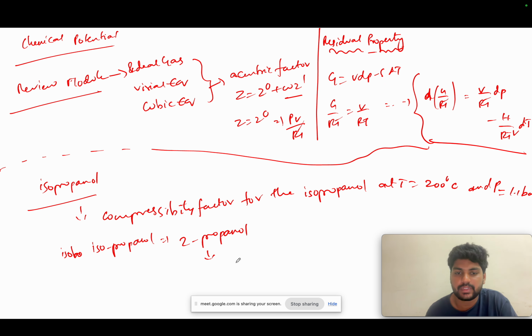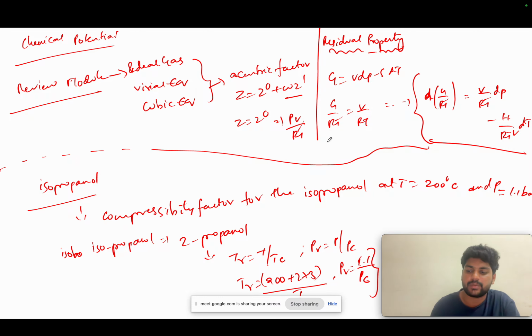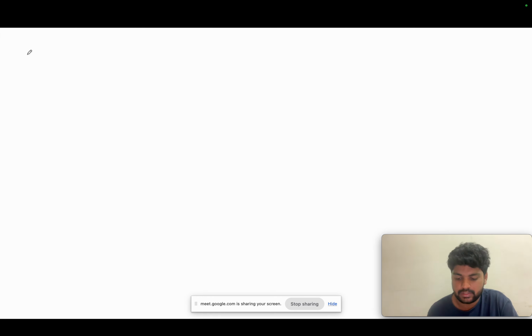There they have given the values. We will find the reduced temperature as T by critical temperature, and PR is P by PC. So the reduced temperature will be 200 plus 273 divided by the critical temperature given in the table. Same thing for PR: 1.1 bar divided by the critical pressure given. Then you have the eccentric factor value, some W, it will be like 0.66, I think. You have the Z0 values, and at the same time you have Z1. Then you will get Z equal to Z0 plus W into Z1.